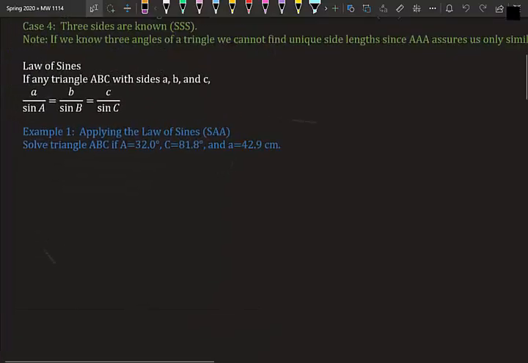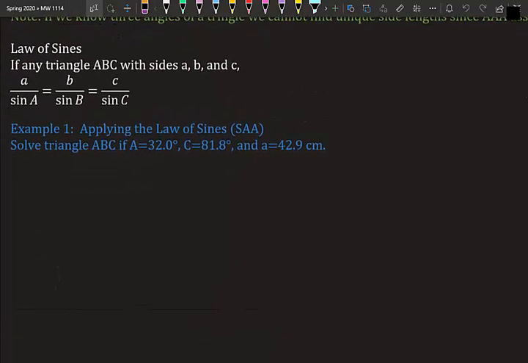Alright, law of sines. So we have sides A, B, C. All these three are equal, that means you can set A equal to B, B equal to C, any of them. You can set any two equal to each other. Alright, applying the law of sines.